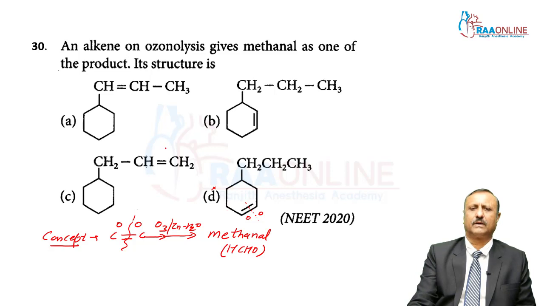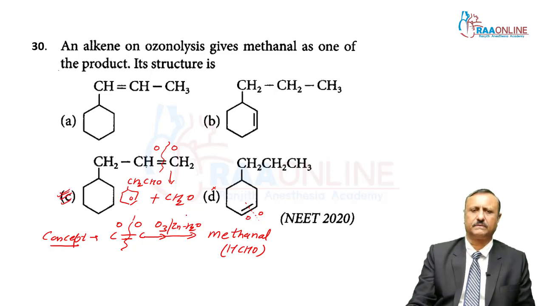Here my dear students, in option C, when you break this double bond by ozonolysis, you get two products: CH2O and another product, CH3CHO. This CH2O is called formaldehyde, and the IUPAC name of this compound is methanal. So you can go to answer C. Question number 30, the answer is C.